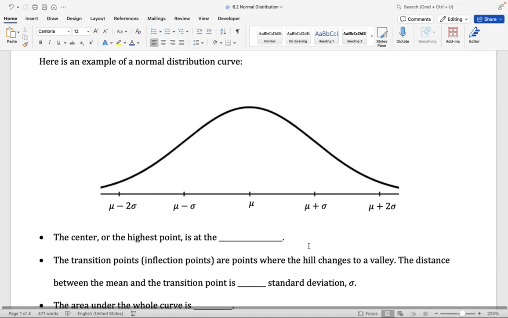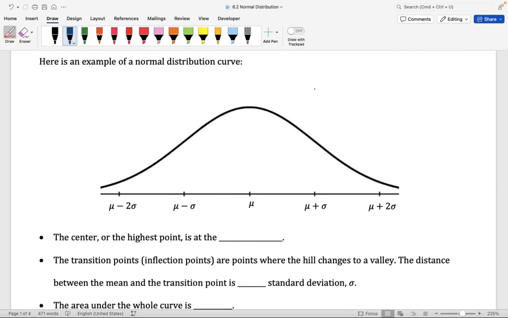We're going to use this as an example. Recall that mu is the population mean, sigma is the population standard deviation. I'm just going to write SD for standard deviation. And so notice, what are we seeing at the center? We're seeing the highest point on the graph at mu, which is the mean. So here I'm just going to write mean. I can also write mu, since we know that mu stands for the mean.